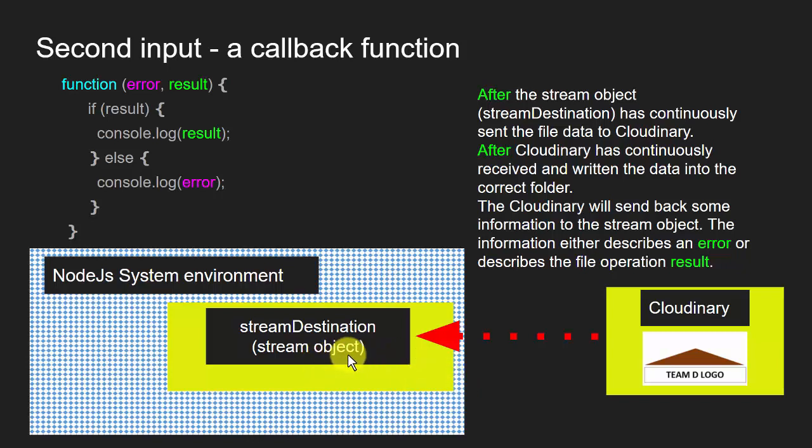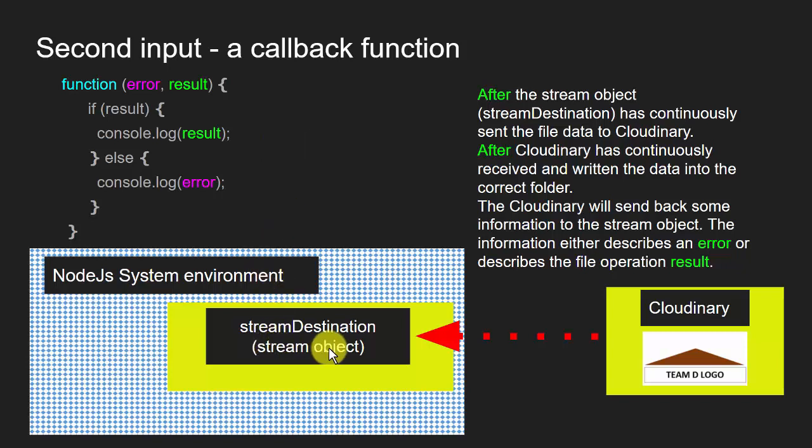Our stream object referenced by our stream destination variable, sitting inside our Node.js environment, is not going to magically tell our code the operation has been completed, you can proceed further. It shall not magically inform our logic to do so. We need to provide some JavaScript commands, some instructions to the stream object, and that is why we are providing a callback function as the second input for the upload_stream method.